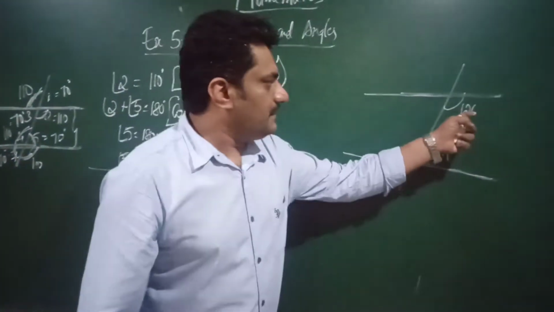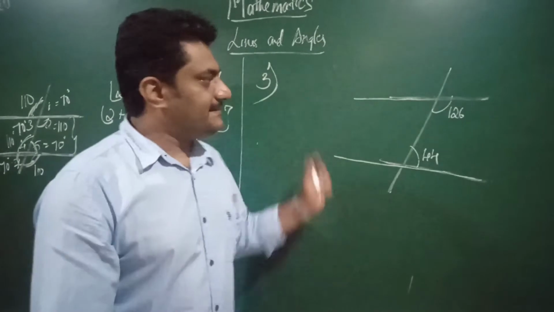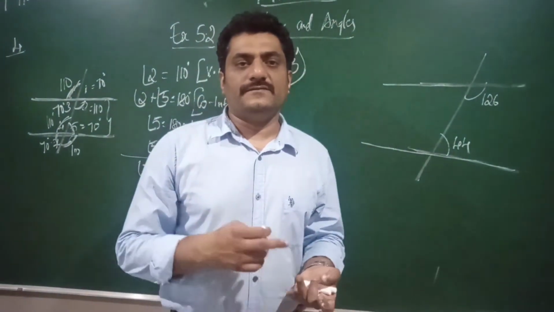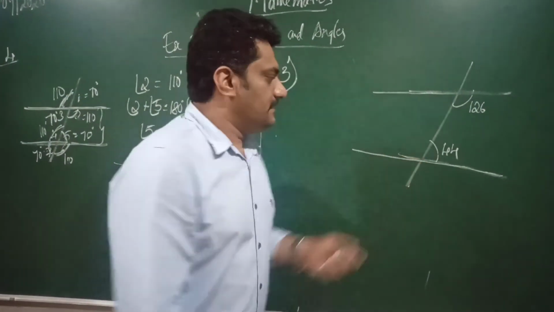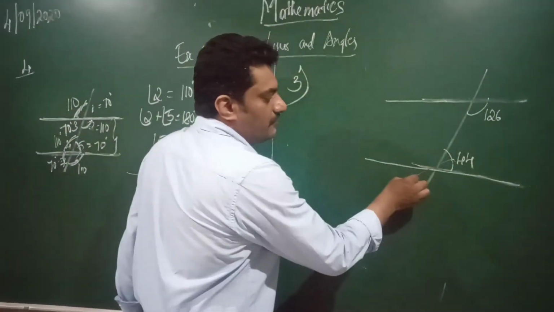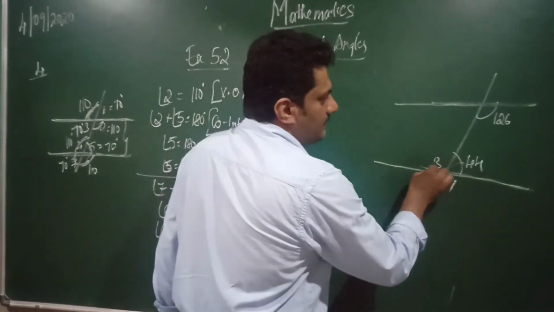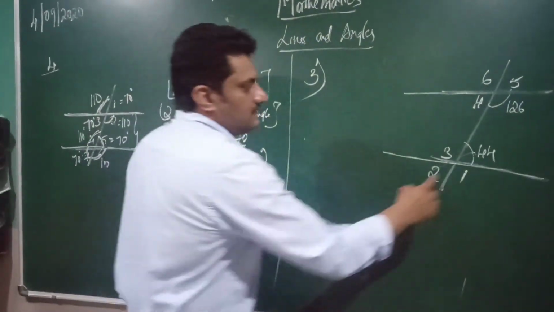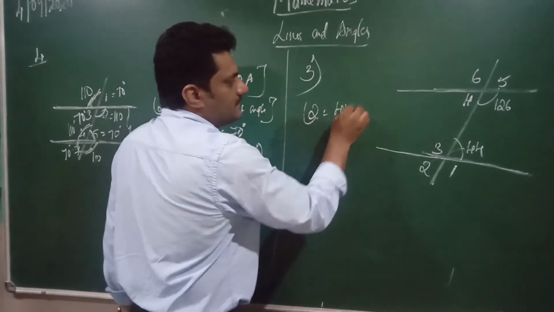They have given 126 and 44. How would you find the rest of the angles? Same concept. If you know all those alternate, corresponding, vertically opposite angles, we will get all the angles. Now here, the first thing we can always go for is vertically opposite. Start naming 1, 2, 3, 4, 5, 6. So angle 2 is equal to 44 degrees.